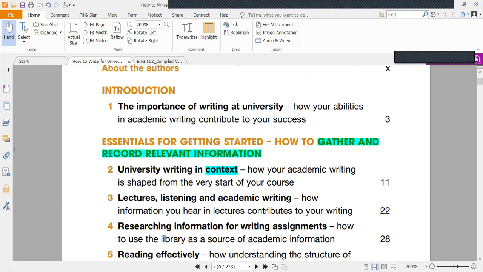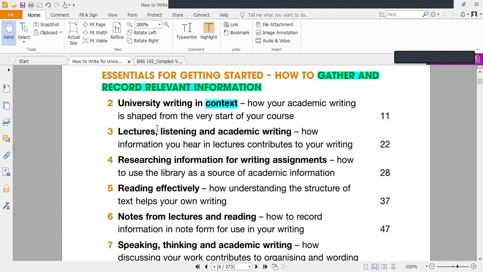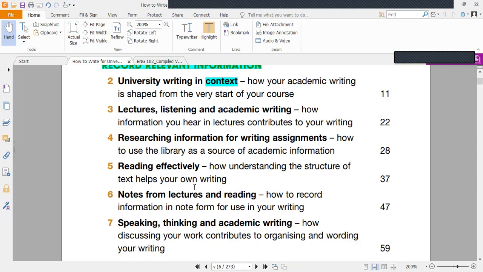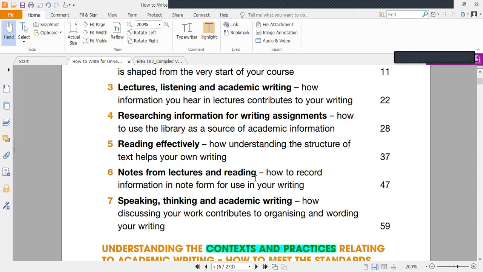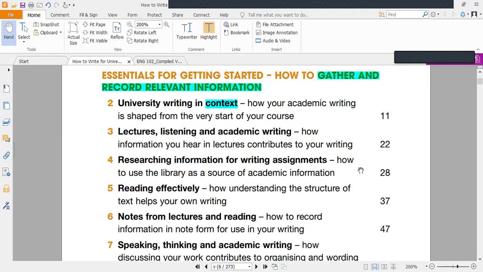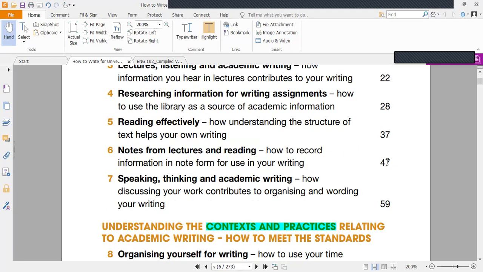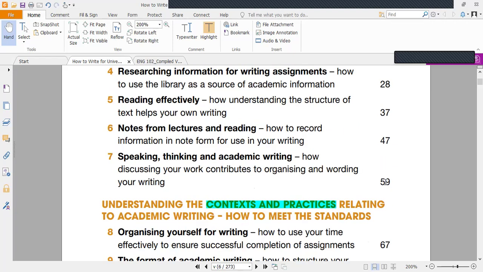And the headings under this chapter are university writing in context, lectures, listening and academic writing, researching information for writing assignments, reading effectively, notes from lectures and reading, speaking, thinking, and academic writing. From page, let's say, 11 to page 59, almost 50 pages.